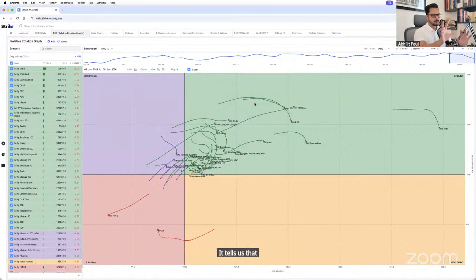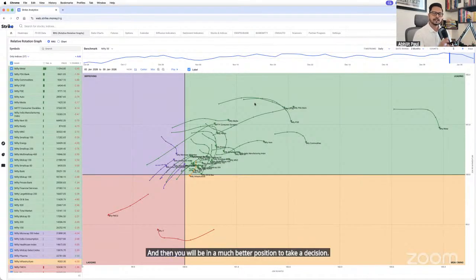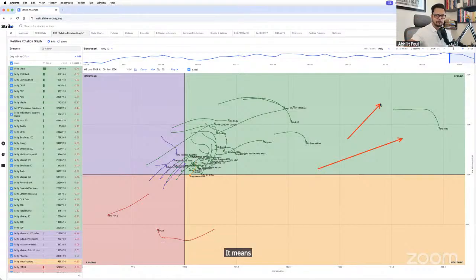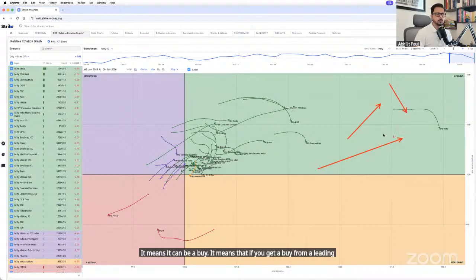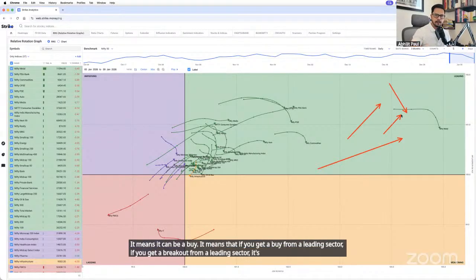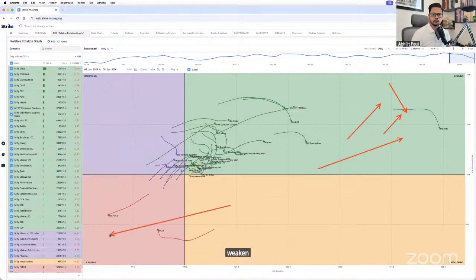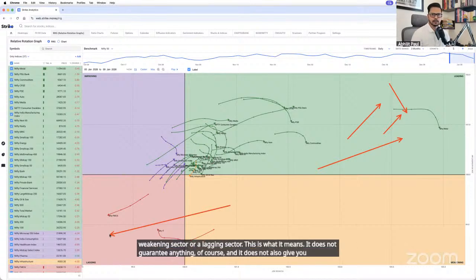It tells us who is positioned where. It's like a map. It's like a moving map, a rotating map. Who is positioned where based on their recent strength and weakness. Then you take a look at the price chart, and then you will be in a much better position to take a decision. This is extremely important because I've seen people say, oh, this guy is in a leading sector, it means it's a buy. It means it can be a buy. It means that if you get a breakout from a leading sector, it's relatively better than taking a breakout from a weakening sector or a lagging sector. This is what it means. It does not guarantee anything, of course, and it does not give you the predictability that this will happen.